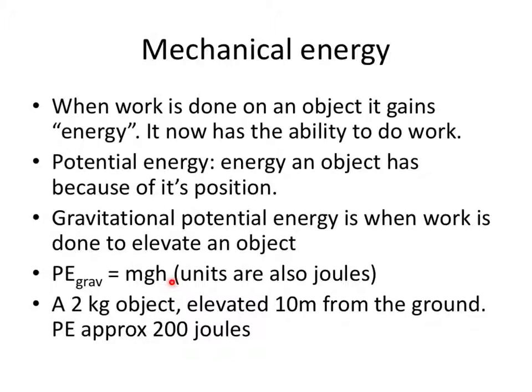So, a simple example might be if you've got a 2 kilogram mass elevated a distance of 10 meters from the ground, that would be the height, then the potential energy would be approximately 200 joules. In other words, 2 kilograms times 9.8, which is approximately 10, so that product would be 20, times 10, which is 200, and the units, of course, would be joules.